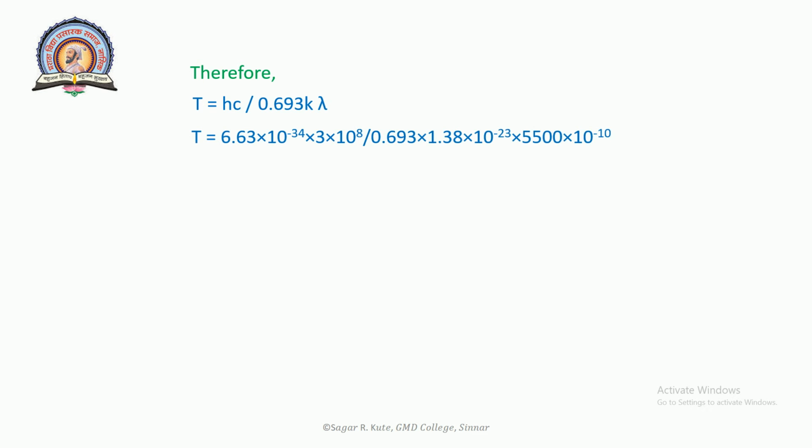T is equal to 6.63 into 10 raised to minus 34 into 3 into 10 raised to 8 upon 0.693 into 1.38 into 10 raised to minus 23 into 5500 into 10 raised to minus 10. Calculating this equation, we get T is equal to 37813 degree Kelvin.